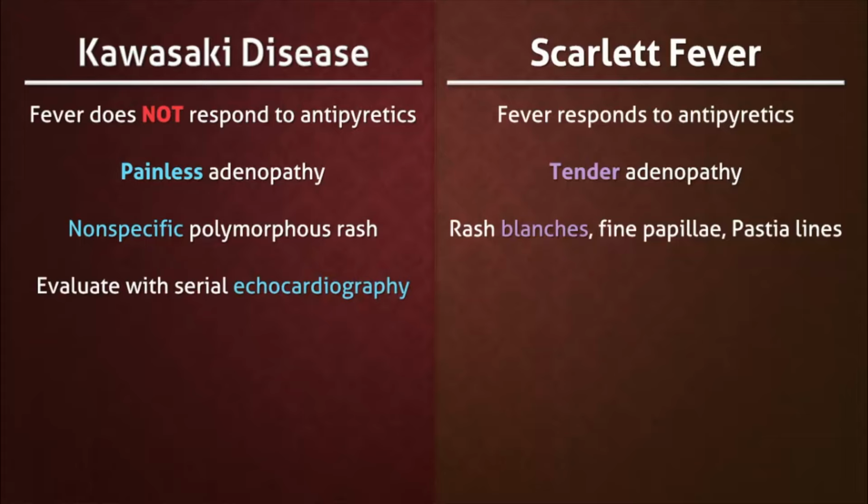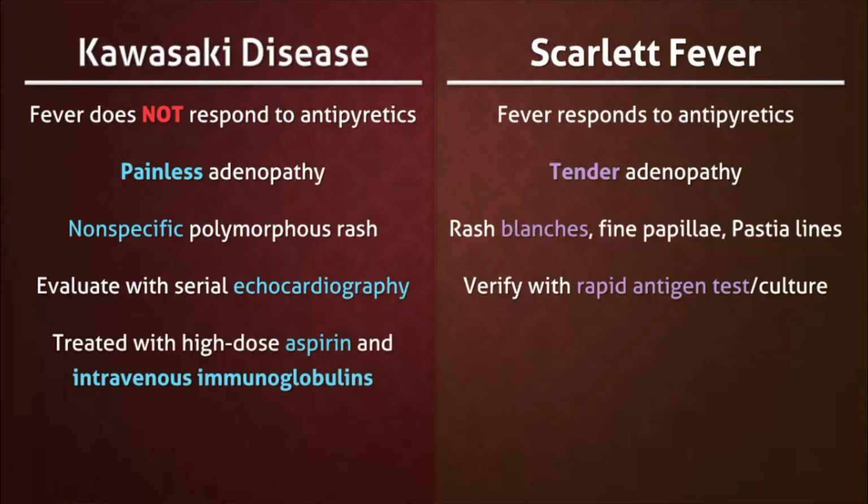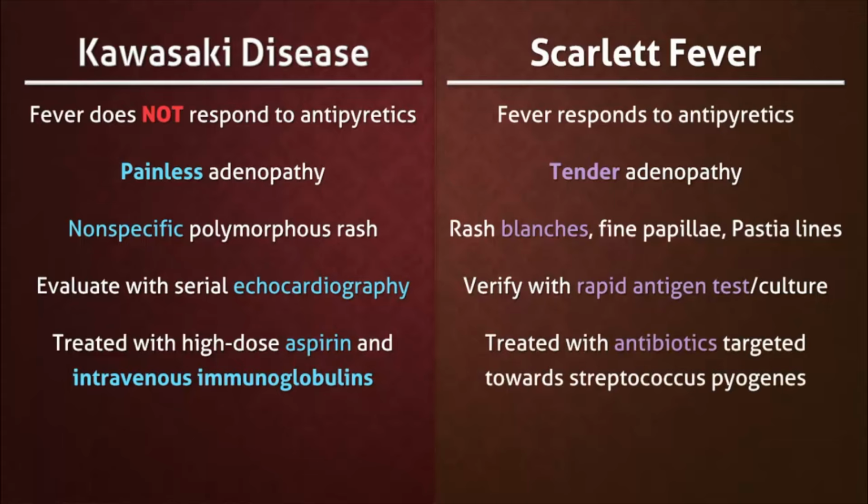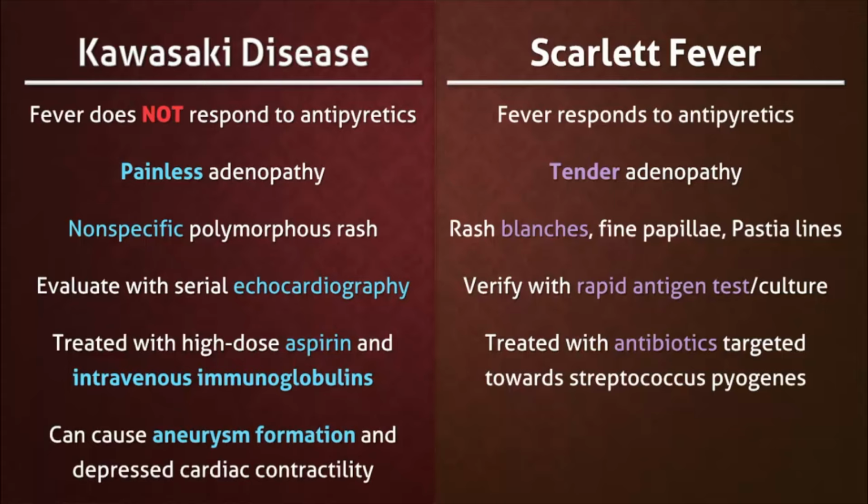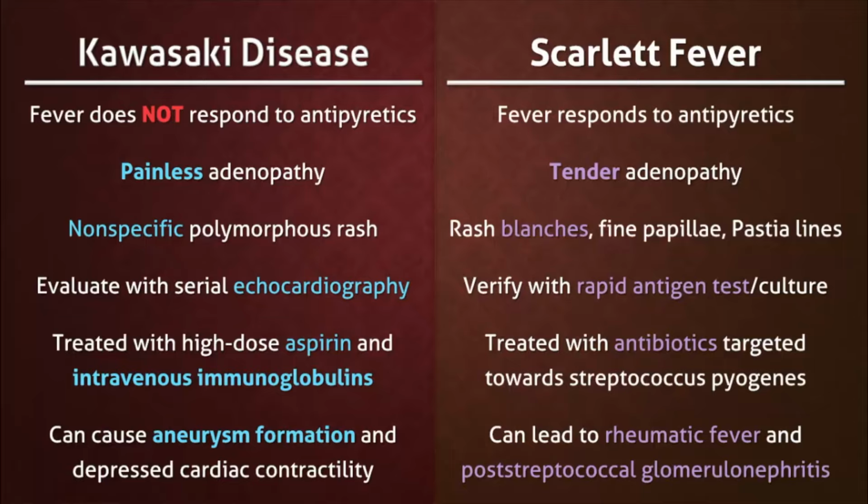Part of the evaluation for Kawasaki disease is serial echocardiography. In scarlet fever, evidence of streptococcal infection is verified with a rapid antigen test or culture. Treatment for Kawasaki disease includes high-dose aspirin and intravenous immunoglobulins, while scarlet fever is treated with antibiotics that target Streptococcus pyogenes. Kawasaki disease can cause aneurysm formation in a variety of locations and depressed cardiac contractility. Scarlet fever is associated with immune complications that include rheumatic fever and poststreptococcal glomerulonephritis.